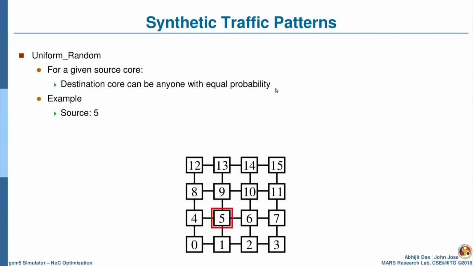To take an example, suppose in this 4x4 network, the source core is 5. So, according to the uniform random traffic pattern, the destination for this core can be anyone other than itself.